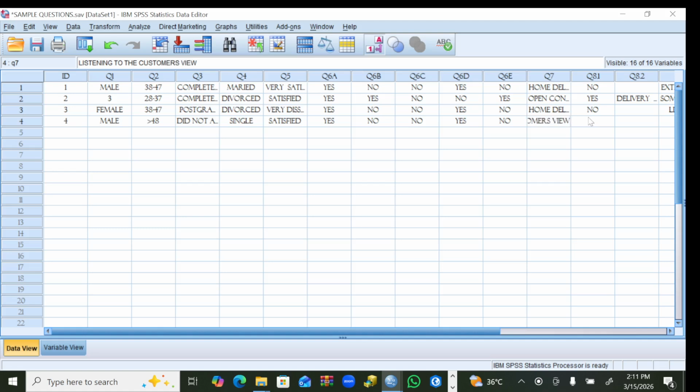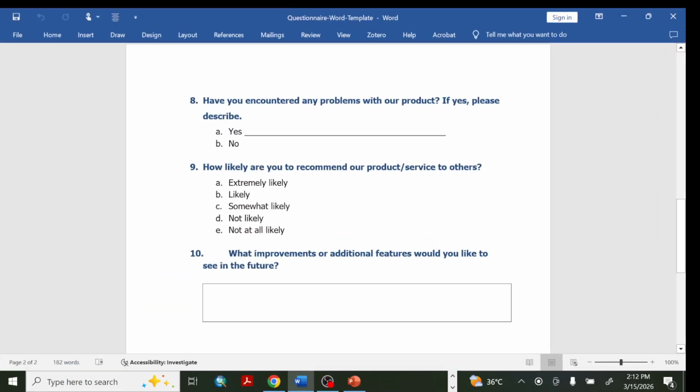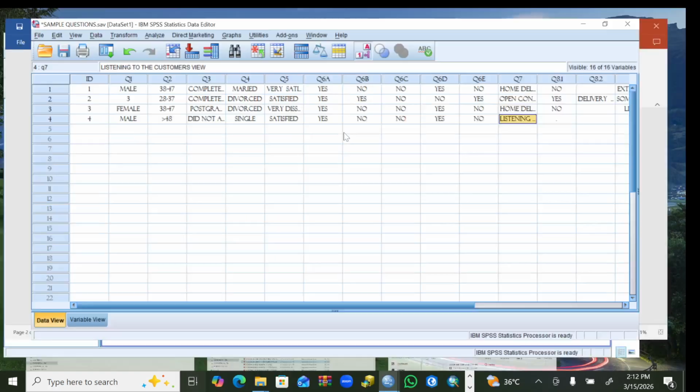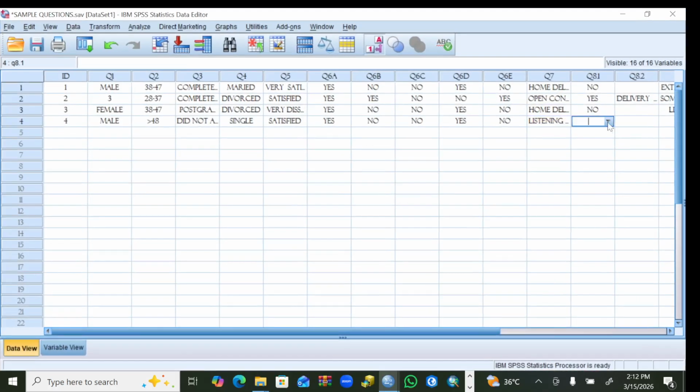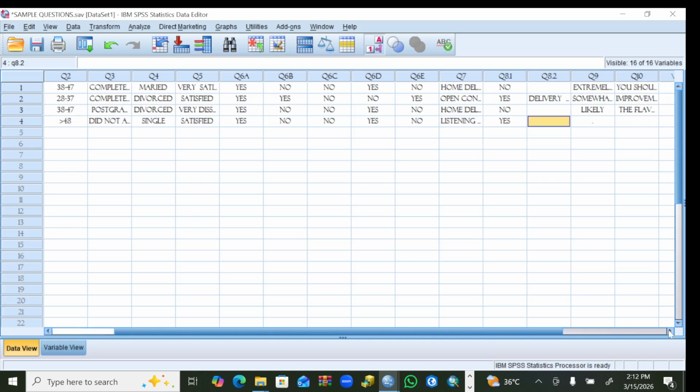And then question number 8. Have you encountered any problem with our product? Let me say this time yes. Yes, there's a problem. Means it's going to fill this one. What is the problem? When you say yes, then there's a problem. Describe the problem. Say some products have expired.